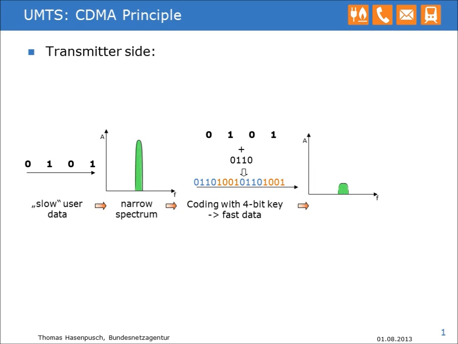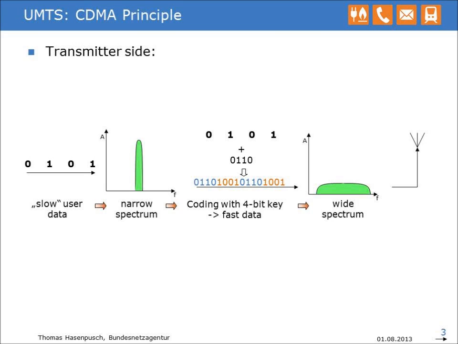Of course, since we have to transmit 4 times more bits in the same time, we get a 4 times wider spectrum. So this coding will result in a wide spectrum. But the energy, the green area here, is the same in both cases. It's only spread over a wider bandwidth.